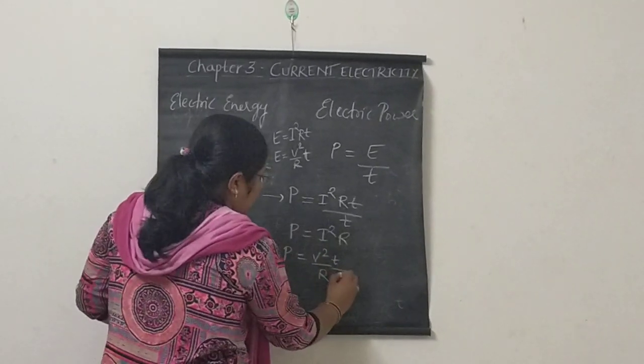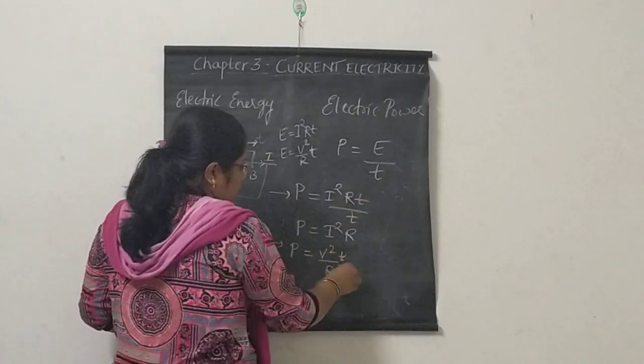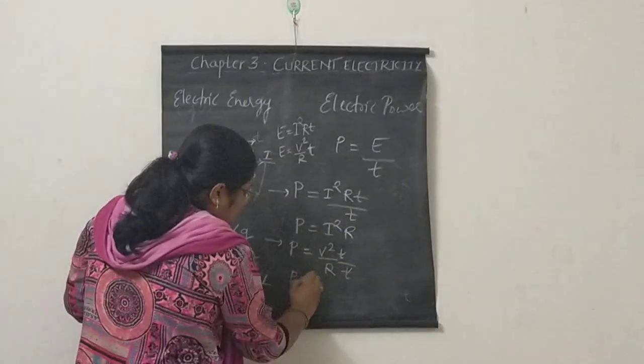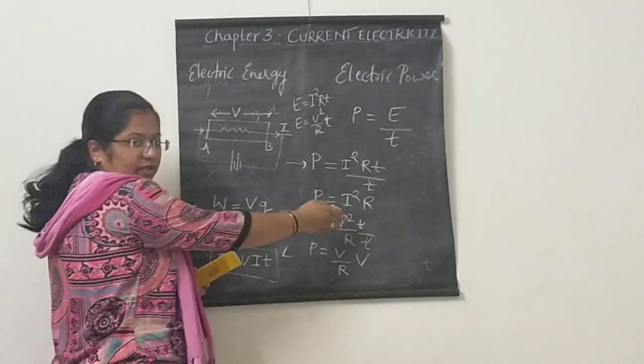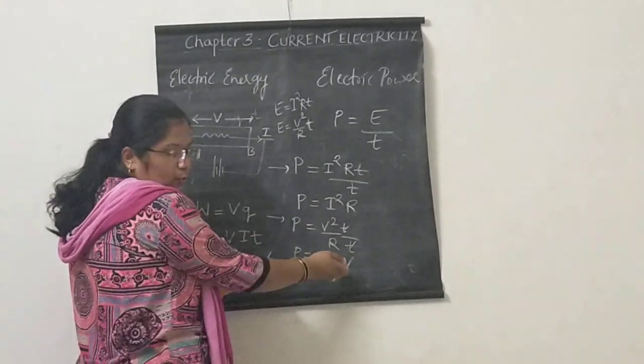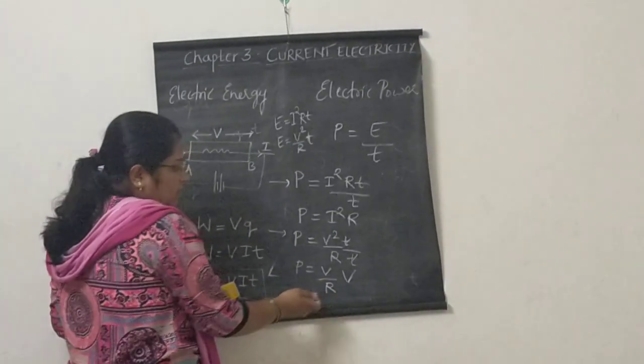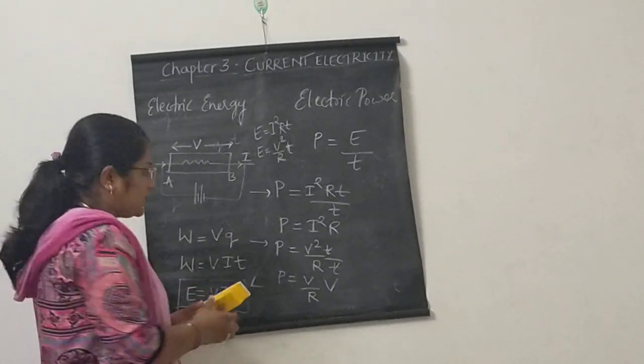And one more T you are having here. So T gets cancelled. P is equal to V by R into V. V square is there, I just written it as V into V. So V by R is nothing but what? According to Ohm's law, it's I.